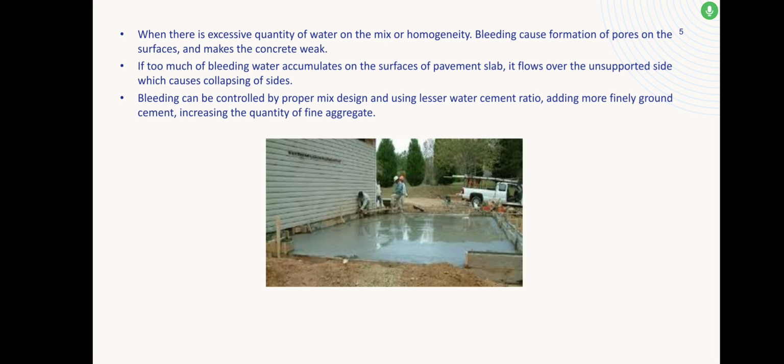If too much bleeding water accumulates on the surface of a pavement slab, it flows over the unsupported side, which causes collapsing of the sides. Now, how can we prevent or control bleeding? Bleeding can be controlled by proper mix design, as water is the main problem.